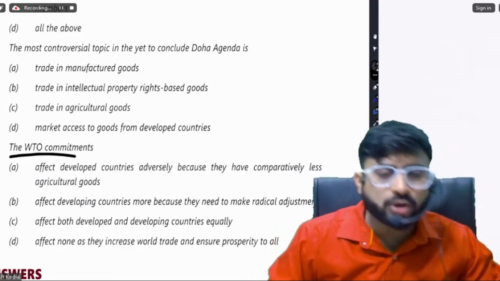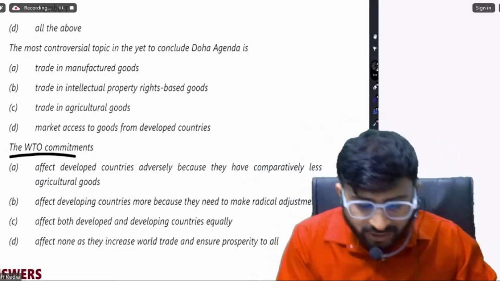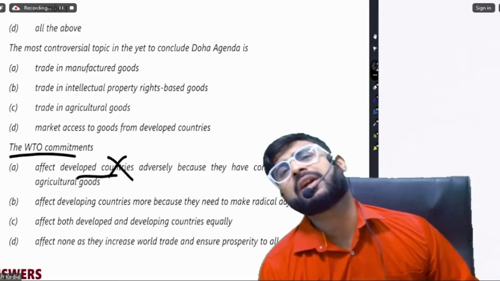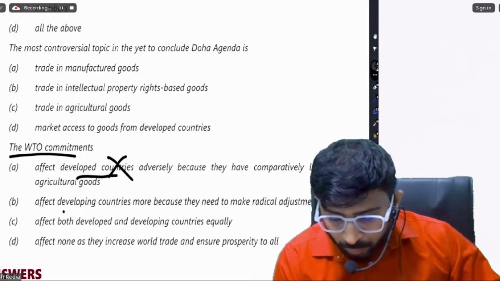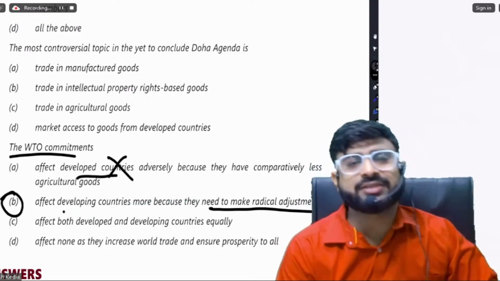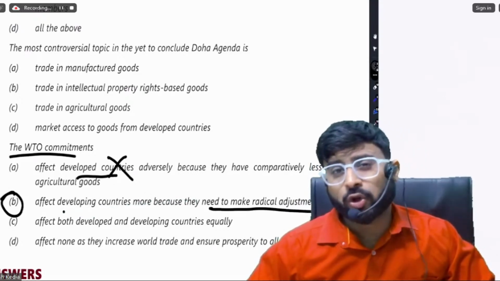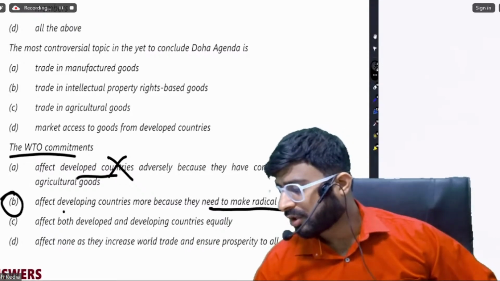Now, the WTO commitments affect whom? The developed countries? No. Developed countries are never affected. They are always winning. They affect developing countries more because they need to make radical adjustments. Yes. Because developing countries have to change a lot.